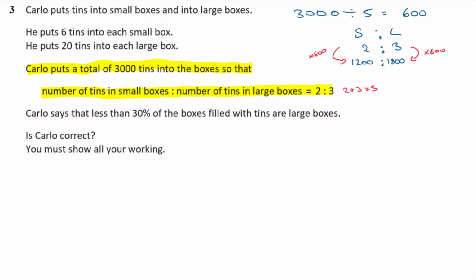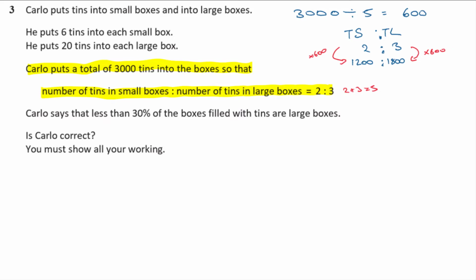Okay, so that's the number of tins. I think I'm going to change that to tin S and tin L, so TS and TL, just to make sure that I'm clear about when I'm counting tins and when I'm counting boxes. So TS means tins in the small boxes, and TL means tins in the large boxes. Okay, and we've got to make sure we're clear about boxes versus tins.